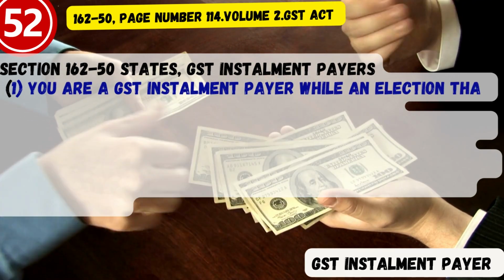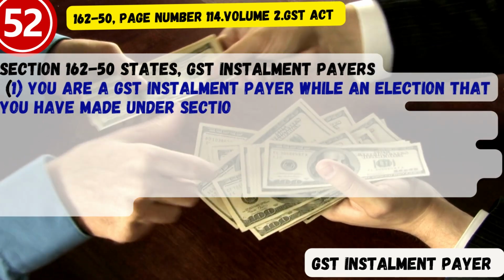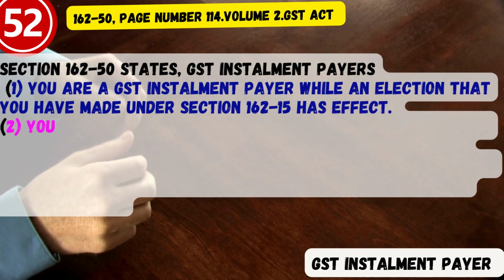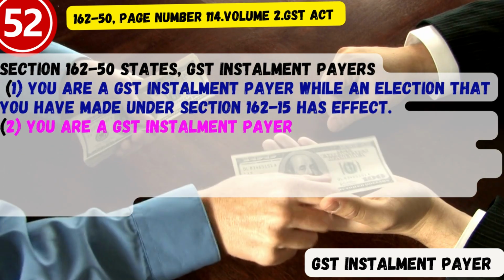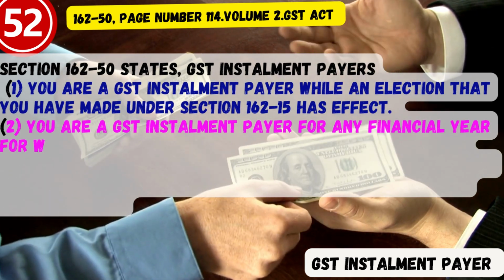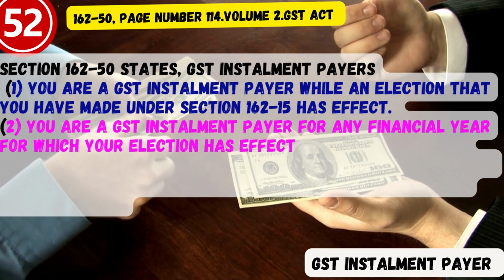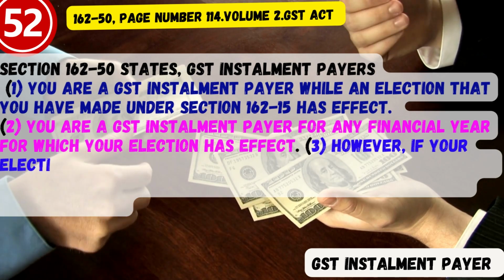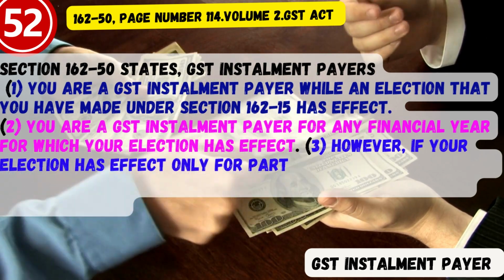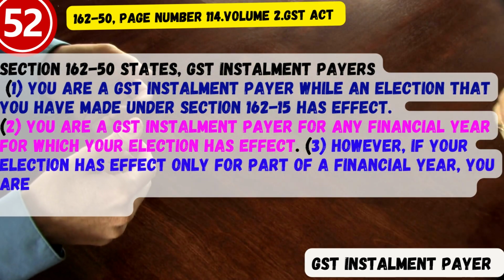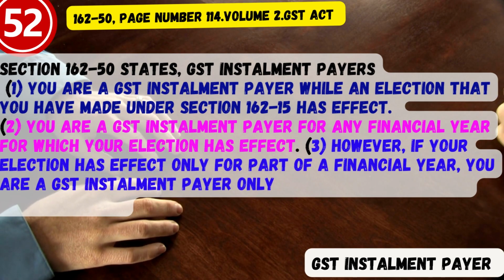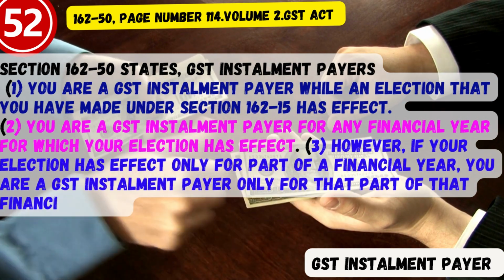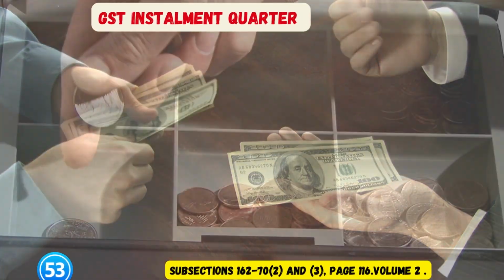1. You are a GST instalment payer while an election that you have made under section 162-15 has effect. 2. You are a GST instalment payer for any financial year for which your election has effect. 3. However, if your election has effect only for part of a financial year, you are a GST instalment payer only for that part of that financial year.